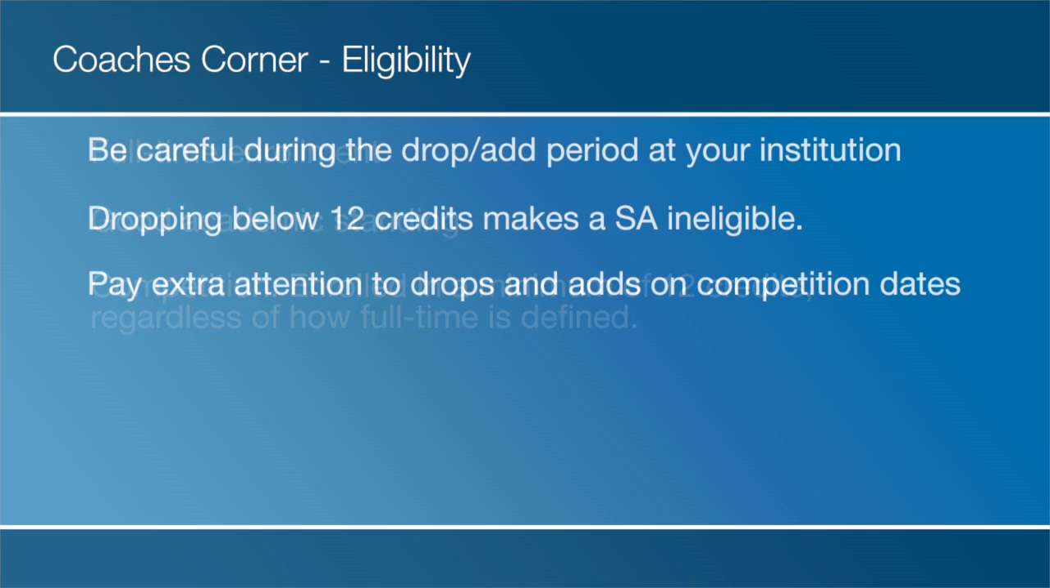Keep this in mind when you're in the drop-add period at your institution. Make sure your student athletes are aware of this rule before they drop classes, because if they drop below 12 credits at any point, they will not be eligible to compete. Be especially careful when student athletes are dropping and adding courses on the day of your games.